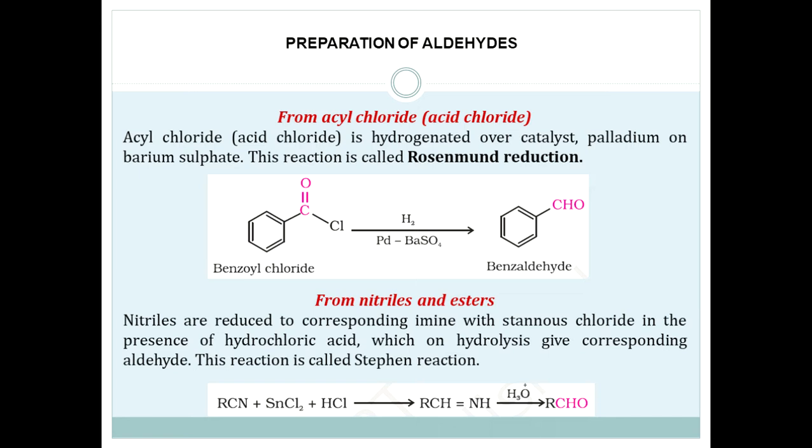When acyl chloride or acid chloride is hydrogenated over the catalyst palladium and barium sulfate, this reaction is called the Rosenmund reaction. In this reaction, the acyl chloride is hydrogenated over the catalyst, palladium and barium sulfate, and it produces the aldehydes.